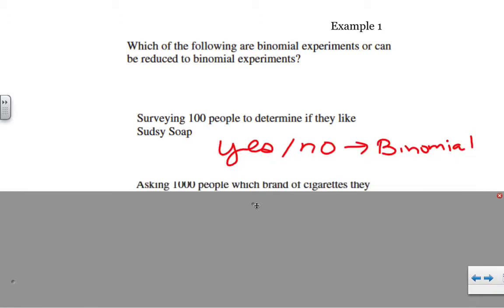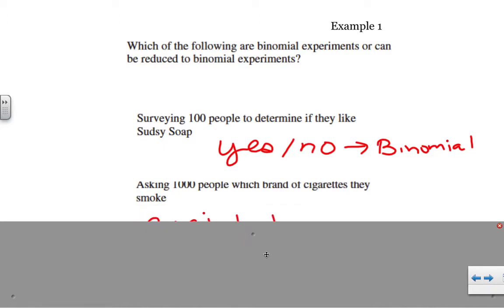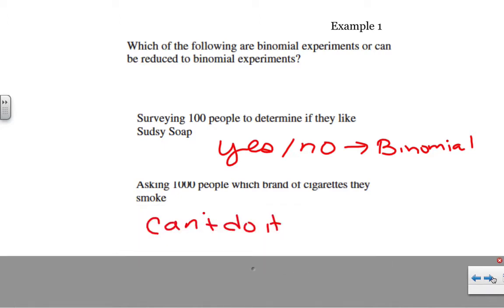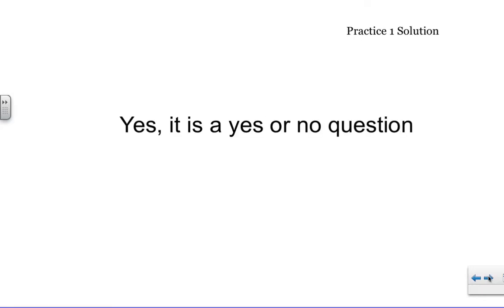The next one is asking 1,000 people which brand of cigarettes they smoke. So 1,000 people doesn't matter. We're doing 1,000 different trials, but each time we ask, we're asking something that has a wider range of values. It's not a yes or no, success or failure. There could be 20 different answers. So this is not a binomial distribution. Now, this is your practice problem: asking 100 people if they smoke. Pause, answer the question, and then go on. Yes, it is a yes or no question.